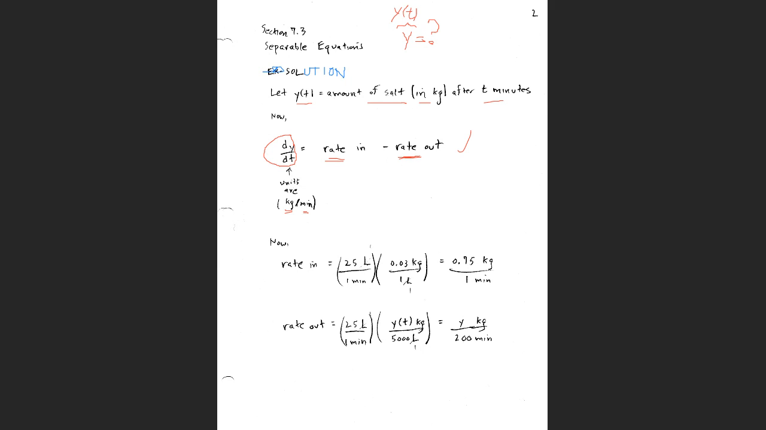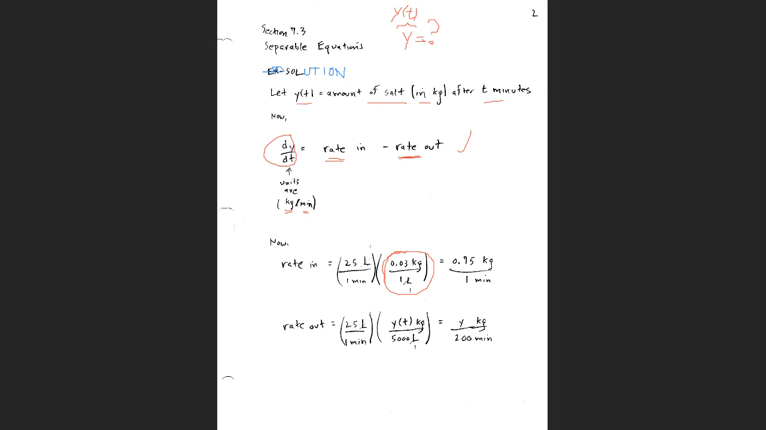Well, here's where keeping our units when we do our work is helpful. So we're told that the concentration of salt in the brine is 0.03 kilograms per liter.